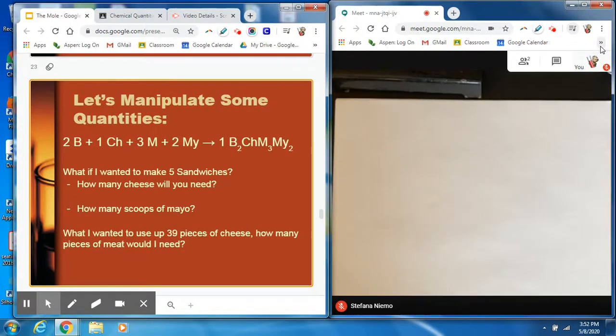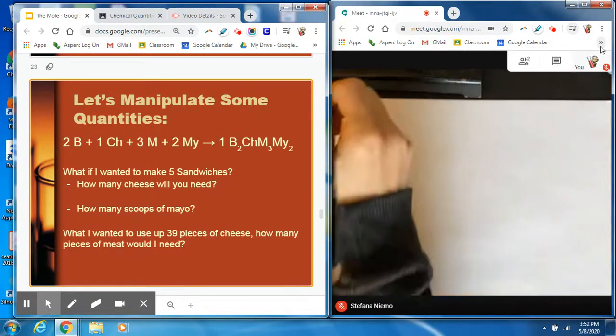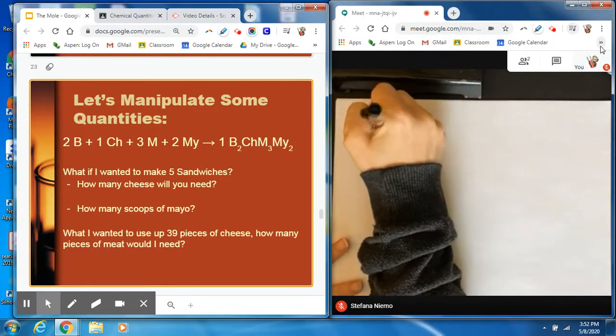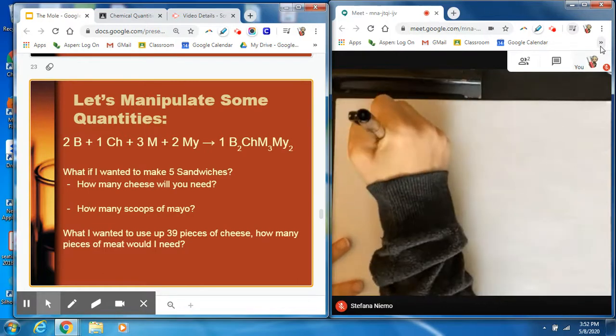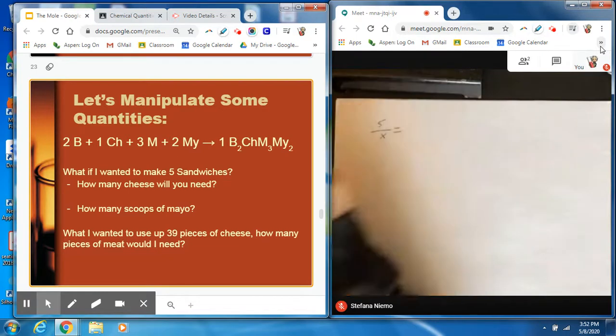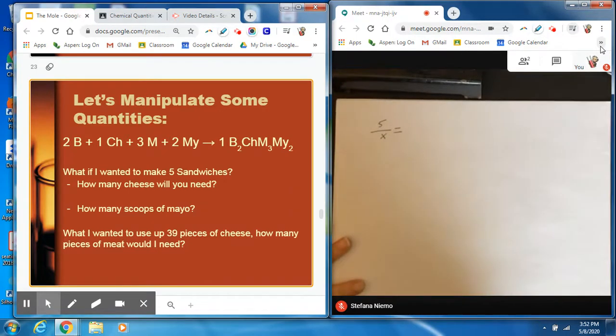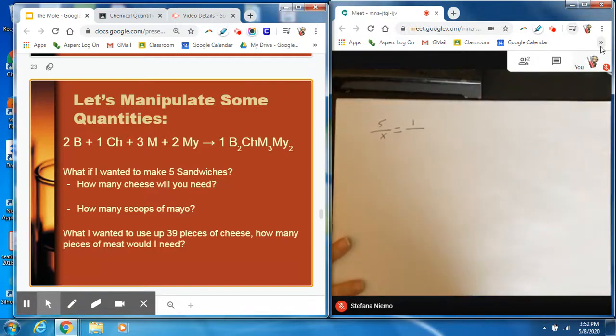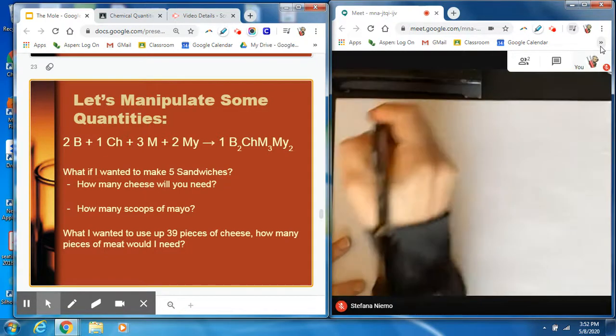So if Nico wanted to make 5 sandwiches, how many pieces of cheese would he need to do that? So in order for us to figure that out, we have to look at the known quantities we have and compare them to the ones that we are looking for. So let's start with what we know. If he wanted to make 5 sandwiches, how many pieces of cheese would we need? Well, we know that for every 1 sandwich, we need 1 piece of cheese.